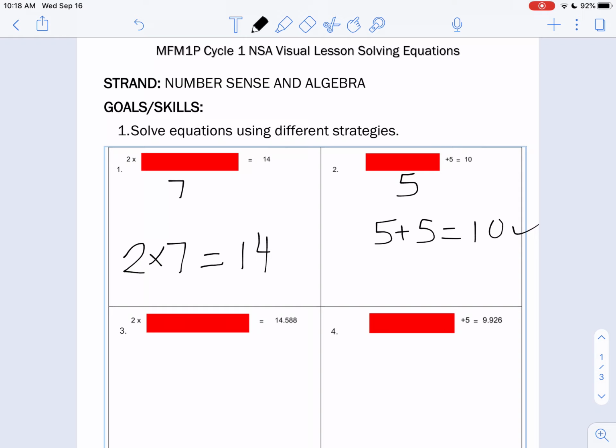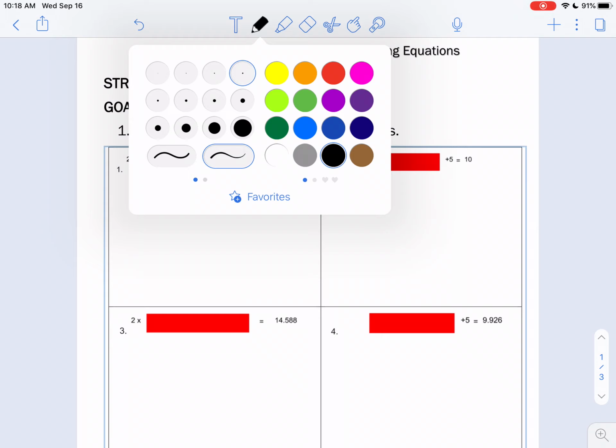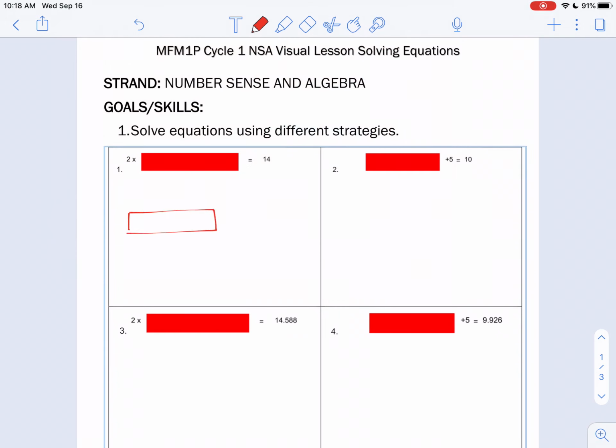But the reason that we don't want to use this method as much in grade 9, and we want to start using an algebraic method, is because number 3 and 4 are going to be a little bit harder to do that guess and check. So instead, for number 1, we try to get the length of that red bar on its own. We are going to draw 2 red bars because there's 2 of these bars and the total is 14. If each of the bars has to be the same, then 14 divided by 2 is 7, the length of 1 bar.